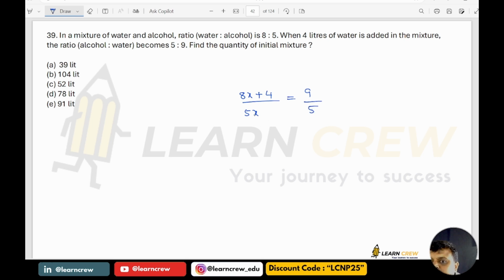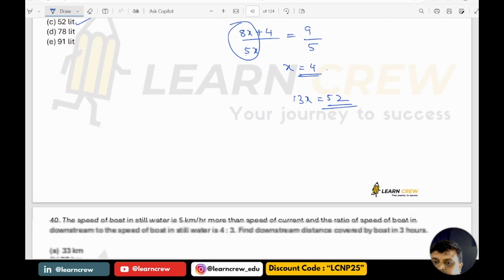So if 5 parts is 5x, now you can simplify this. 45 minus 40 is 5x, so 5x is 20. Thereby you got x as 4. If x is 4, then the total quantity in the initial mixture is 13x, 13 into 4, which is 52. So the answer is 52 liters.